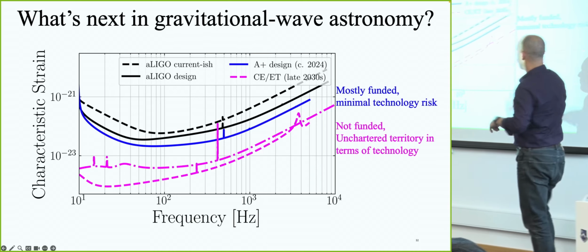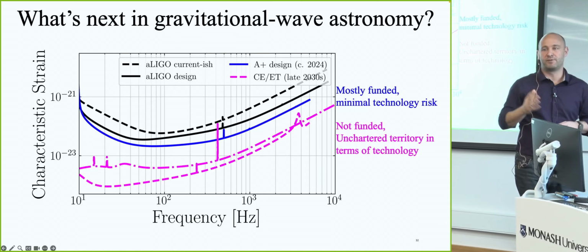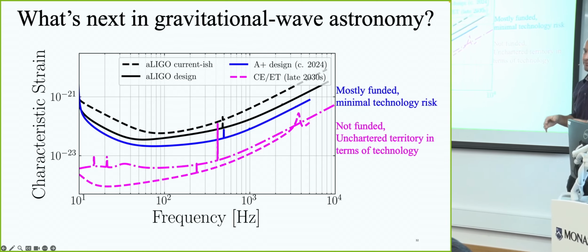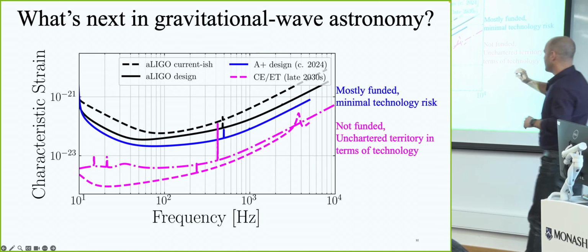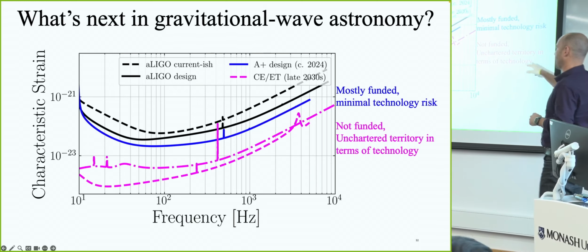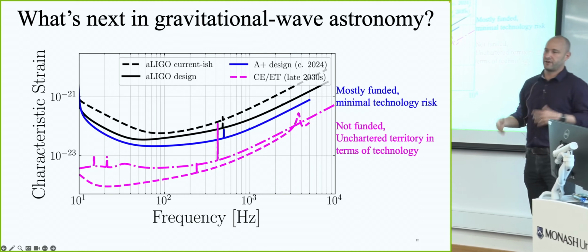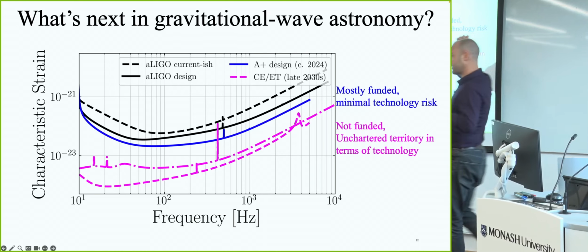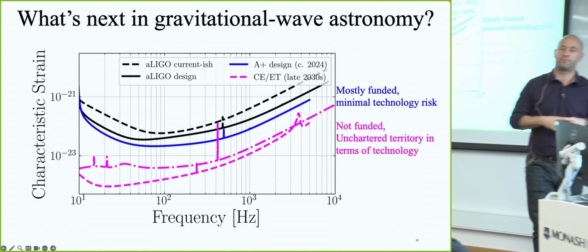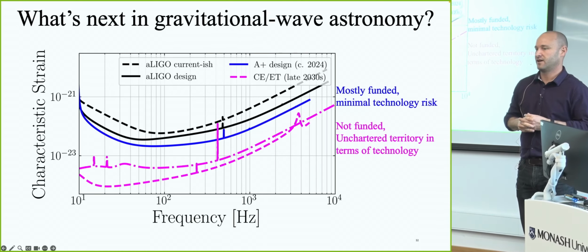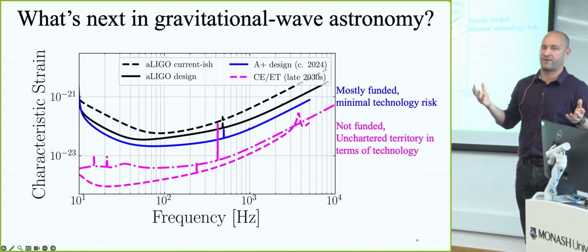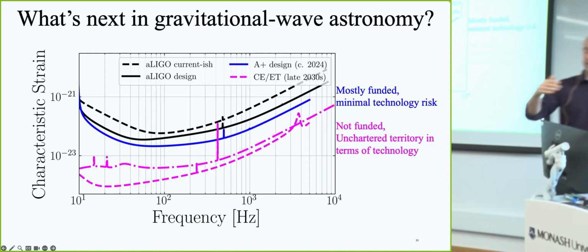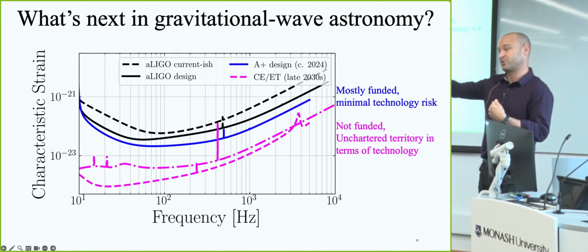The problem with these is they cost around $3 billion, give or take. That's in today's currency, so next year it'll be $4 billion. They're not funded, and it's a lot of uncharted territory in terms of technology. Rather than 4-kilometre arms, the Cosmic Explorer proposal in the US has 40-kilometre arms. Even just building a 40-kilometre straight arm is a problem because the Earth curves a lot. Over 40 kilometres, the Earth curves by about 20 metres.